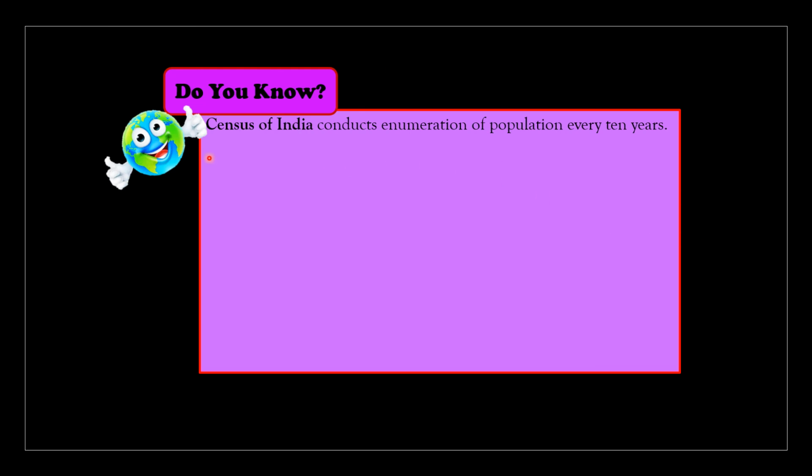Now, if you see, the first census in India was carried out in the year 1872. However, the first complete census was taken in the year 1881. And since then, every 10 years, they have been counting the population.